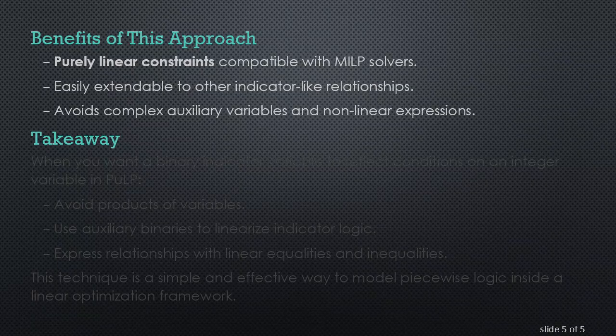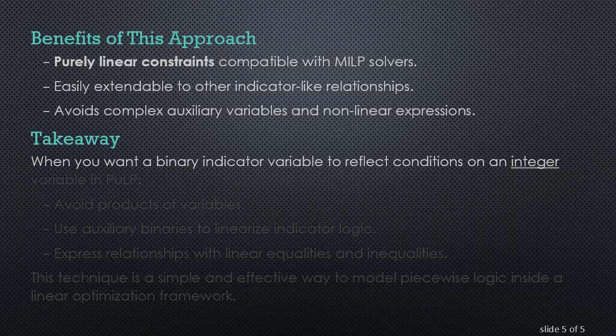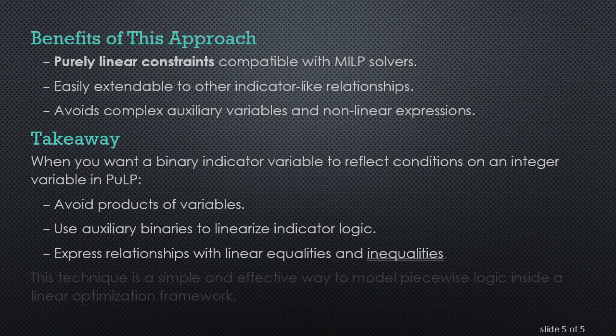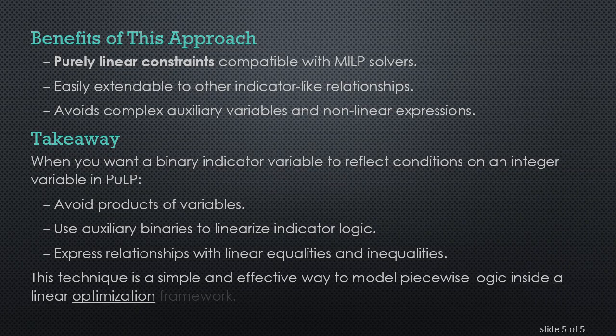Takeaway. When you want a binary indicator variable to reflect conditions on an integer variable in PuLP, avoid products of variables. Use auxiliary binaries to linearize indicator logic. Express relationships with linear equalities and inequalities. This technique is a simple and effective way to model piecewise logic inside a linear optimization framework.